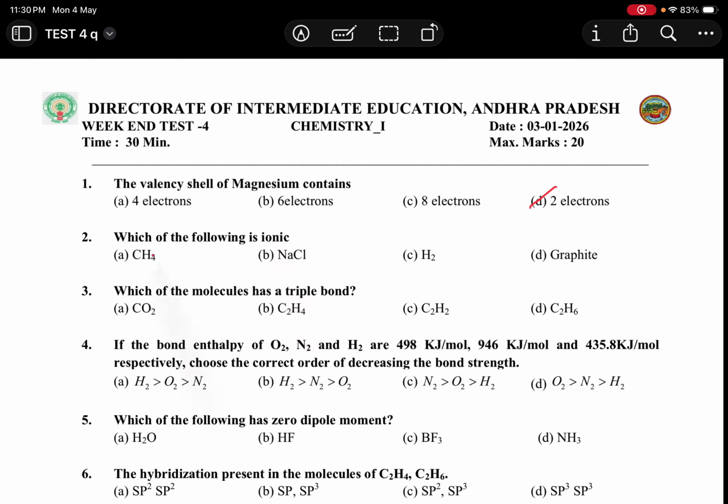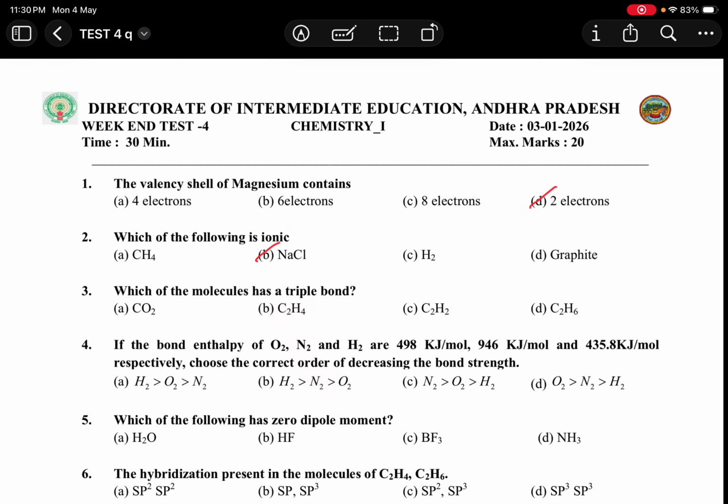Next, second one, which of the following is ionic? In the options given, first one is CH4 methane, NaCl sodium chloride, H2 and D is graphite. CH4 is an organic compound, contains covalent bond. NaCl is ionic bond. H2 contains covalent bond. Graphite contains weak intermolecular forces, that is van der Waals forces. So the given option B is the ionic compound, that is NaCl.